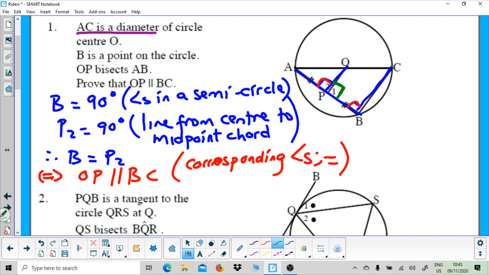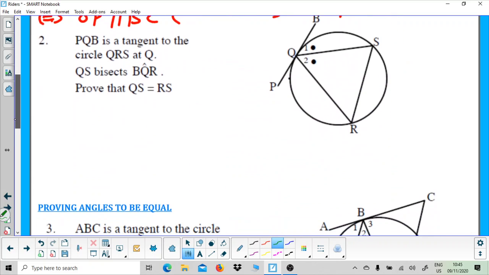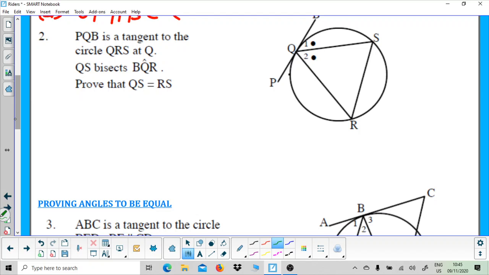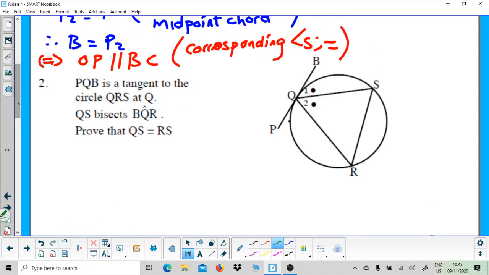So carrying on to the second question, let's figure out what's what here. Now we were given a tangent. The moment you are given a tangent, PQB is a tangent. So here is a tangent for us. The moment you have a tangent, please notice that opens ways for your theorem 7, which is the tan-chord theorem. So you can use that one, or you can say tan perpendicular to radius, depending on what you find yourself needing.